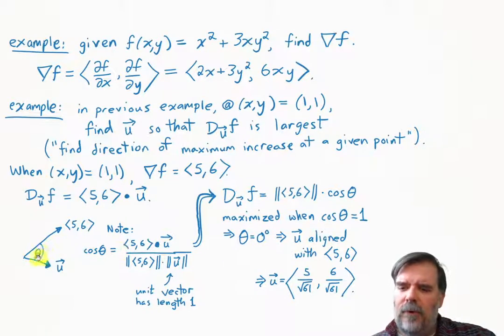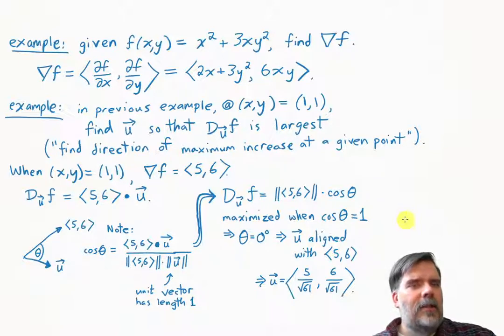Well, what does that mean in this picture over here? If theta is 0 degrees, that means the angle between these two vectors is 0. These vectors are aligned with each other. So the vector u should point in the same direction as the vector (5, 6). Since it should be a unit vector, u must be the vector (5 over radical 61, 6 over radical 61), because the length of this vector is the square root of 61. So that tells you the direction of maximum increase for this function.